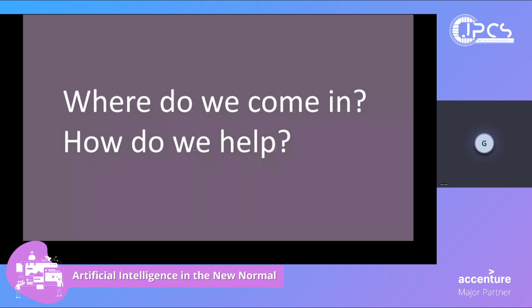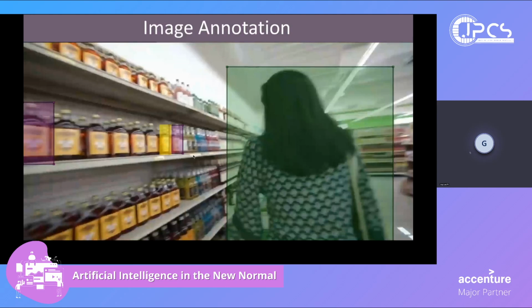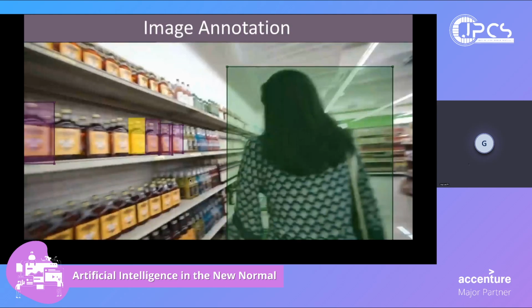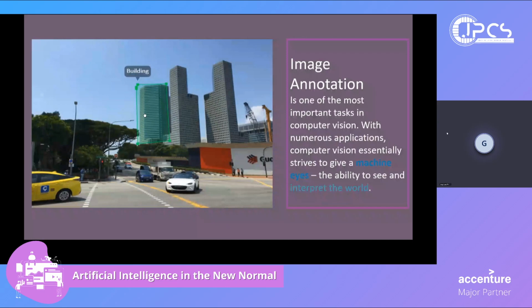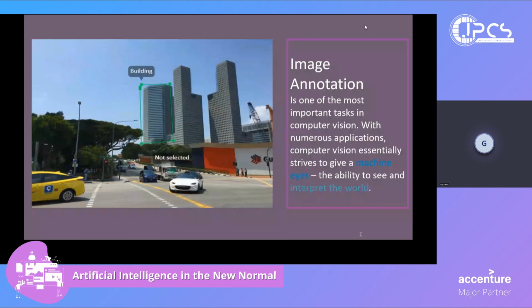So basically, Kawili AI is also introducing image annotation. Image annotation is one way to help everyone out, every AI company out, in developing their own AI system for this kind of technologies. Image annotation is one of the most important tasks in computer vision. It's basically how computer vision trains their system and gives the machine eyes. So in a way, machine vision interprets the world for the machines. So we humans interpret the world for the machines, for the systems.